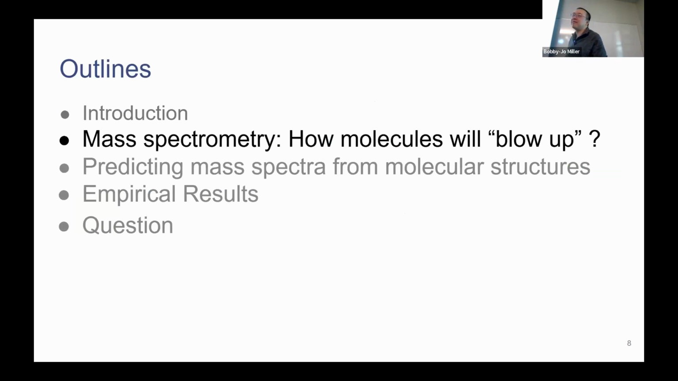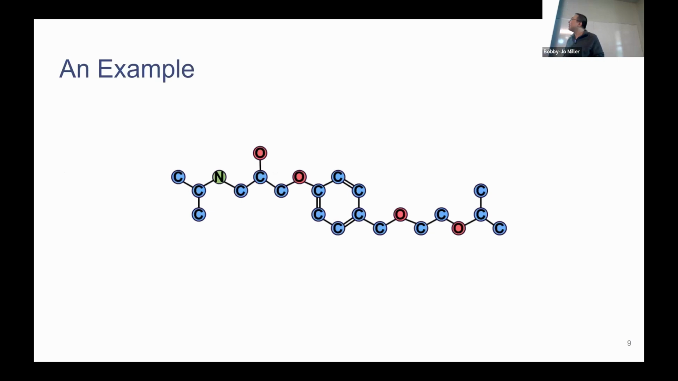Before we jump into the machine learning awesomeness, the next thing I want to talk about is exactly what happens inside that blue and white machine, and why we cause it to blow up. So here is an example. This is our molecular graph. I think this one is from a drug used when you have heart disease.